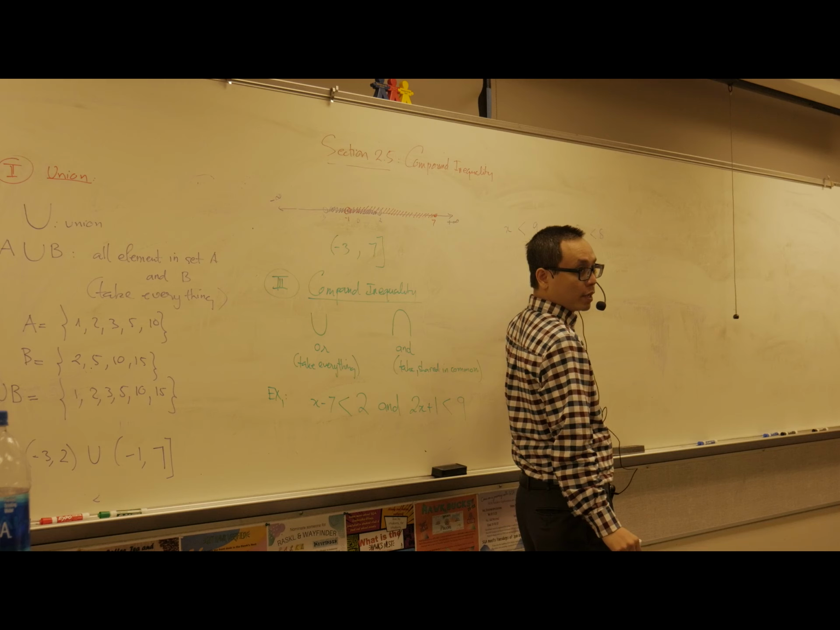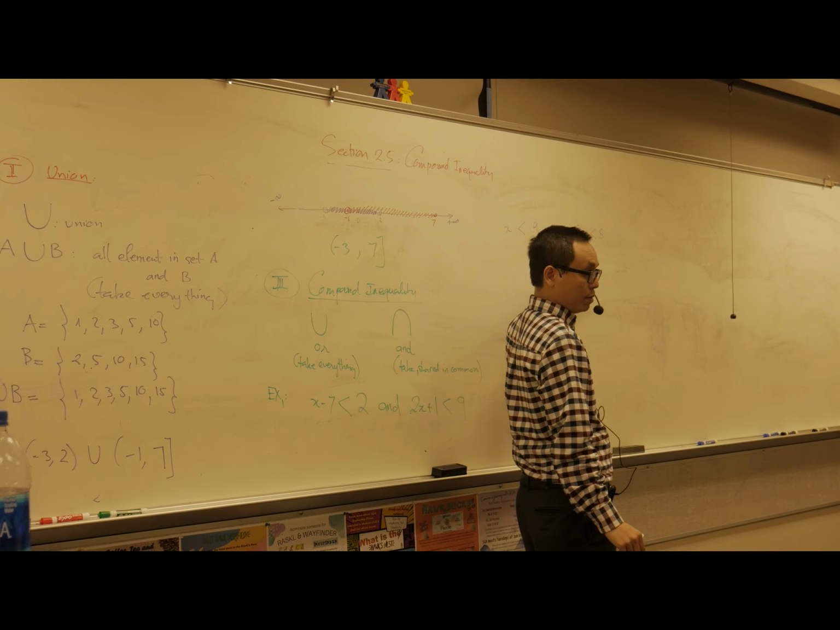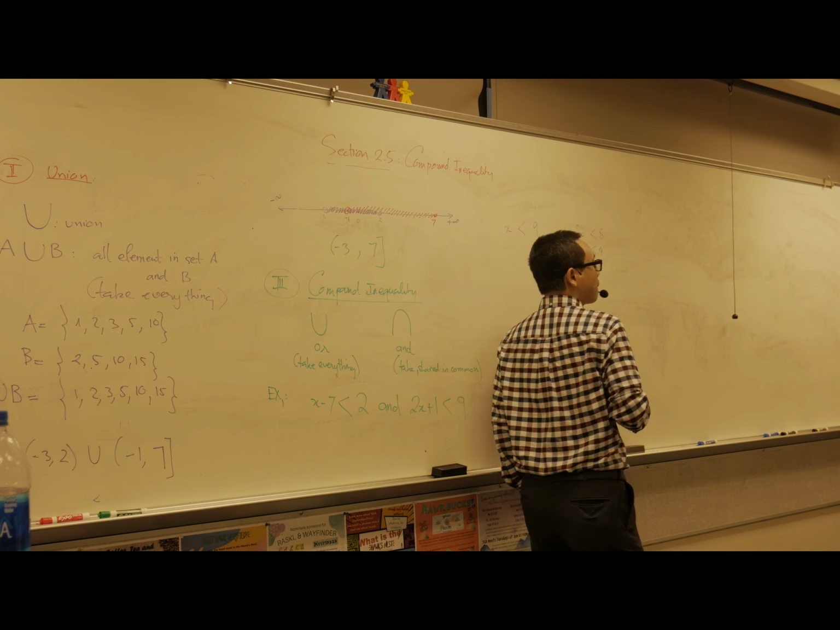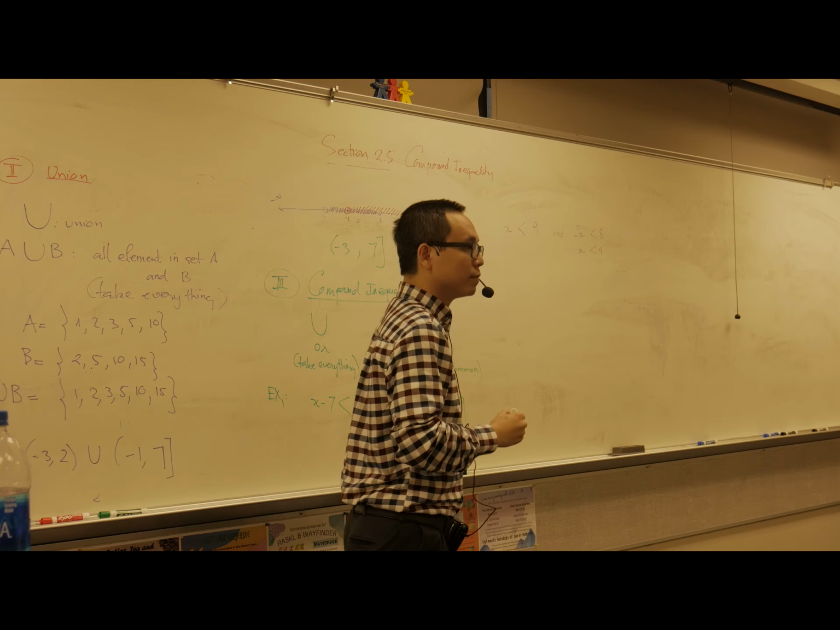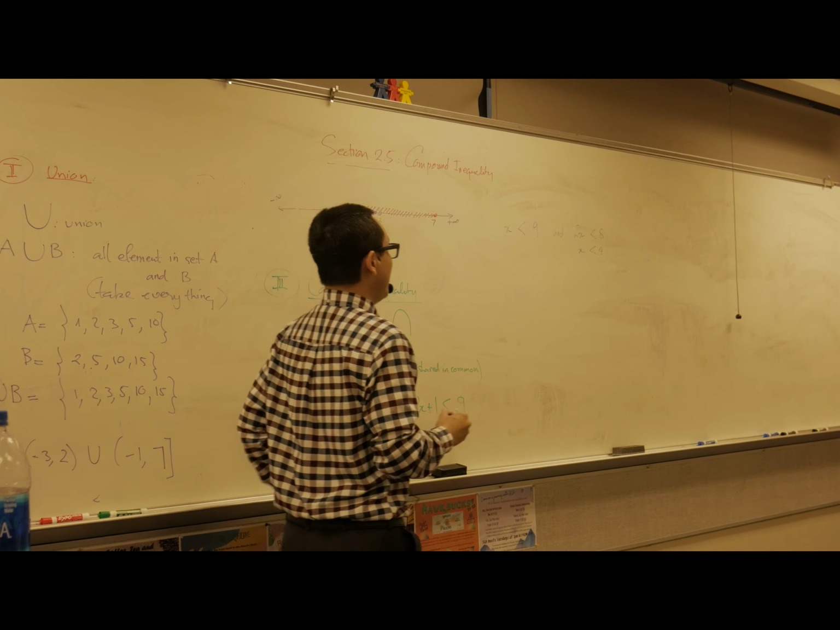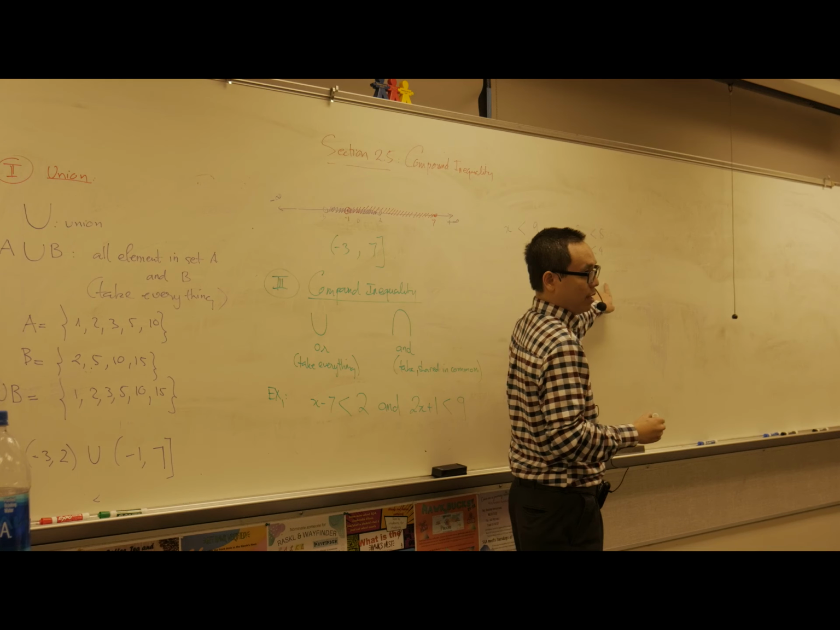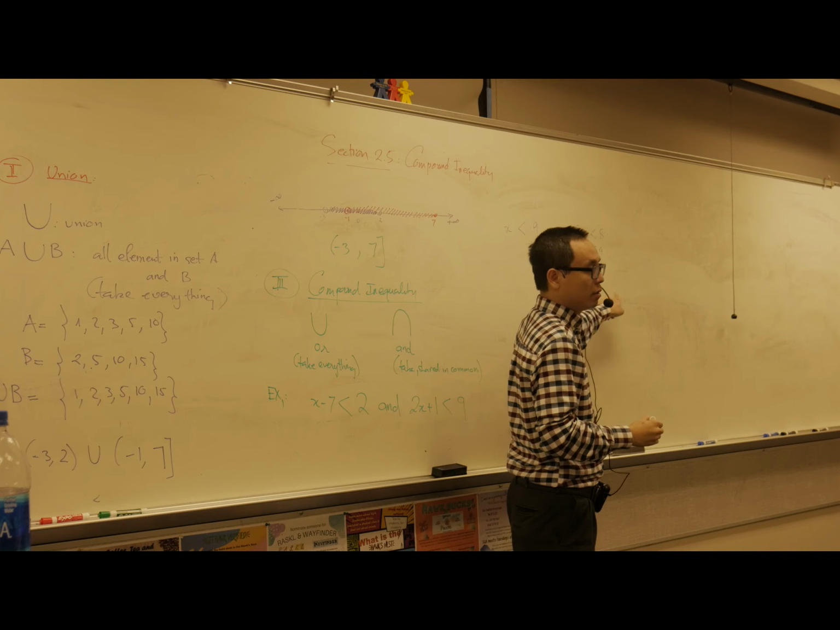Then we're going to divide both sides by 2, so you have x less than 4. So I have x less than 9 and x less than 4. Okay?